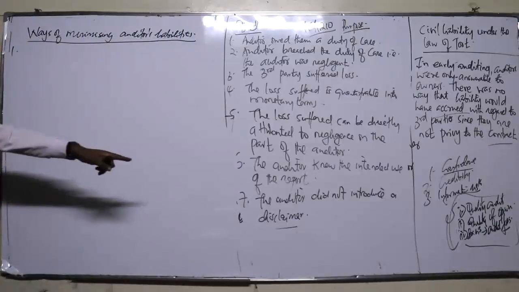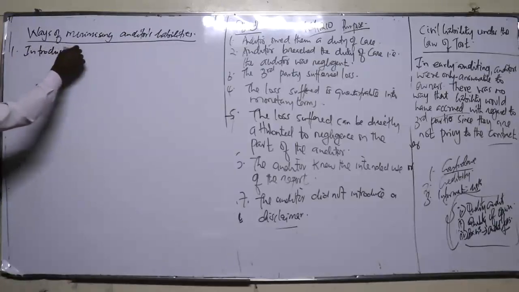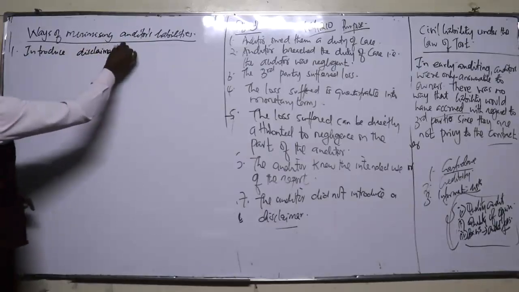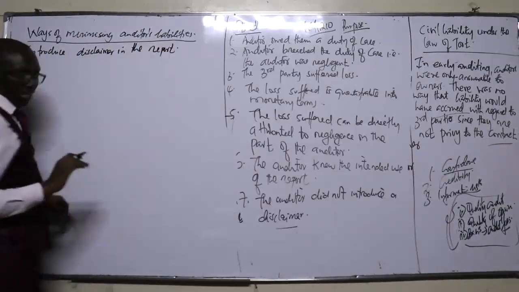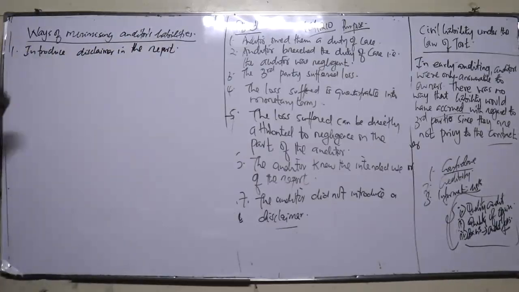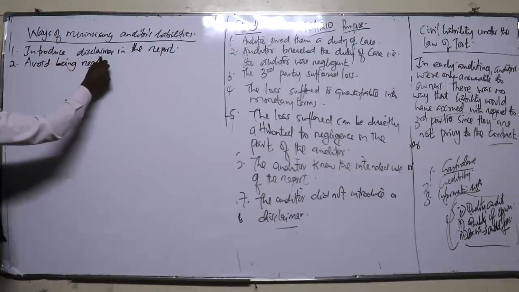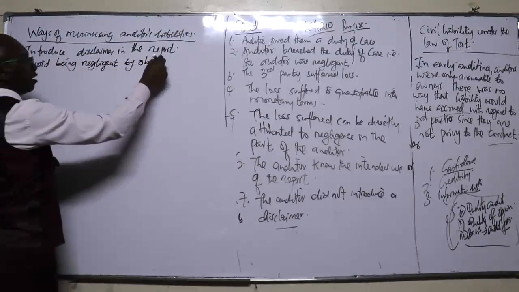We've already seen one here, number seven. Introduce disclaimer in the report. So that alone is a way of minimizing auditors' liabilities. Number two, avoid being negligent by observing quality controls.